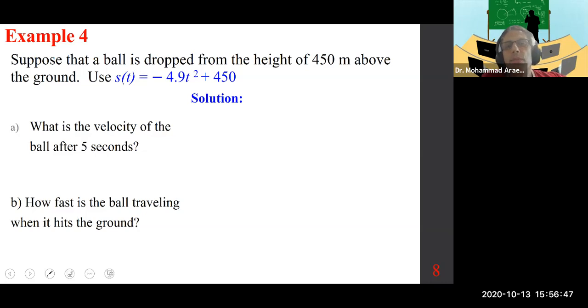Suppose that the ball is dropped from a height of 450 meters above the ground. S of t is negative 4.9 t squared plus 450. What is the velocity after 5 seconds?